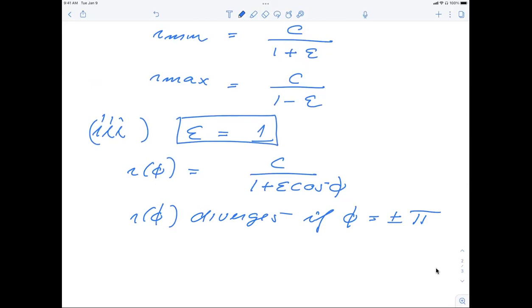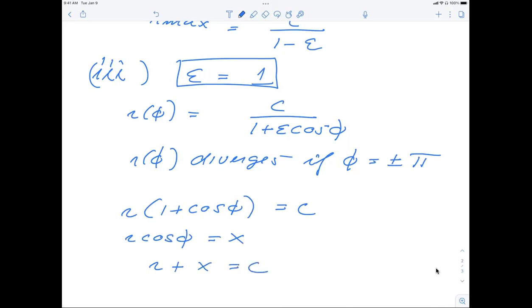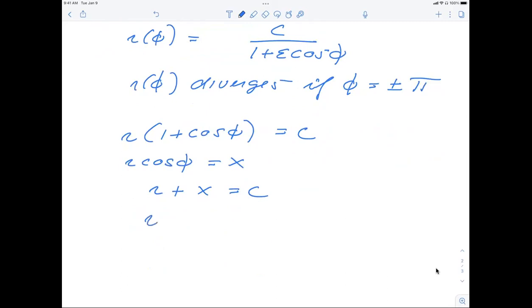Let's see now what kind of orbit we are going to get from this. What I'm going to do is to multiply away the 1 plus cosine phi. So I get r times 1 plus cosine phi equal to c. And then we remind ourselves that r times cosine phi is equal to x. So what I have now is simply r plus x equal to c. And then I'm going to rewrite it as r equal to c minus x.